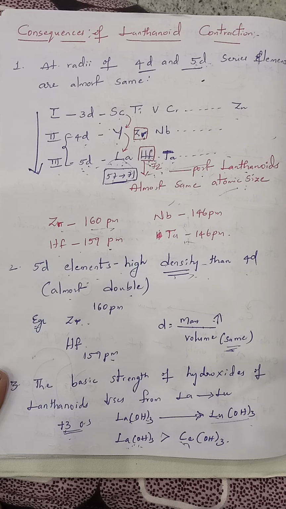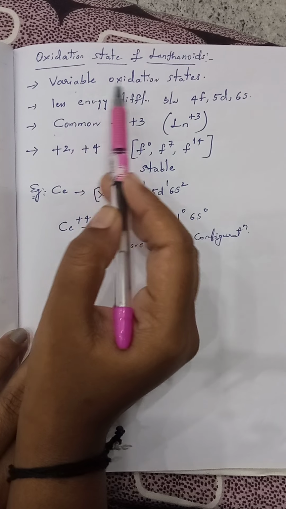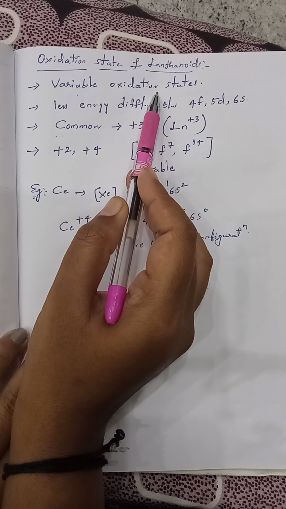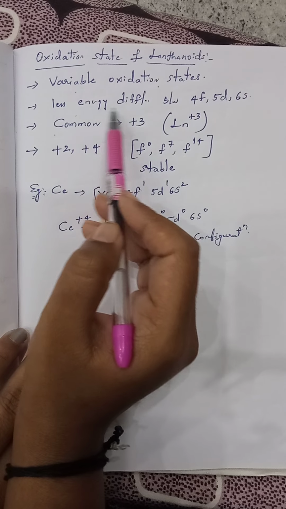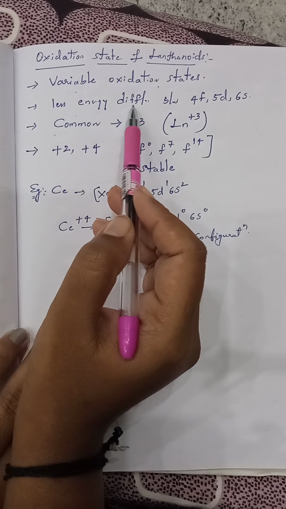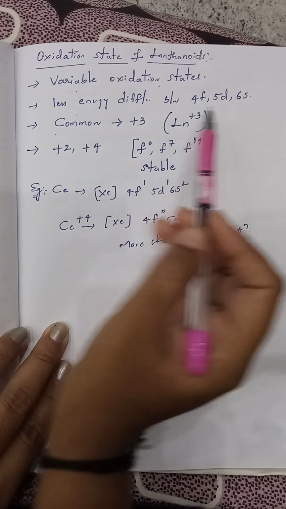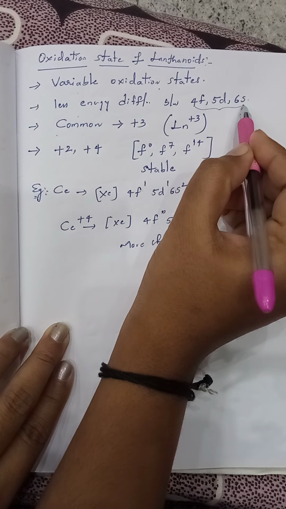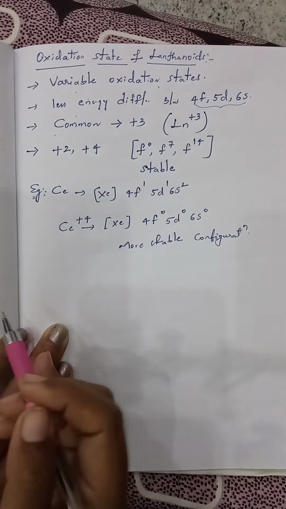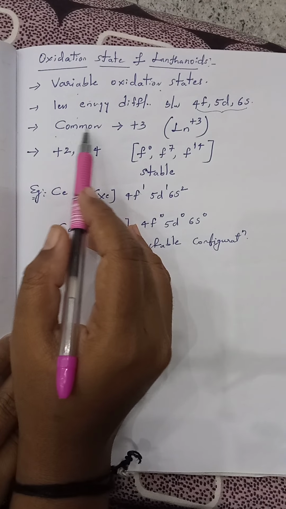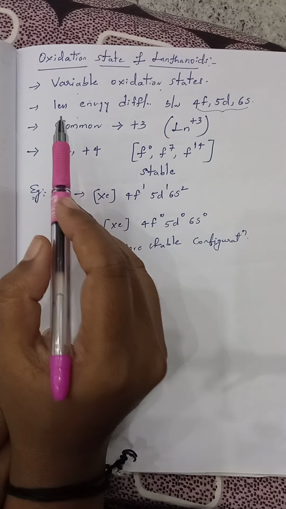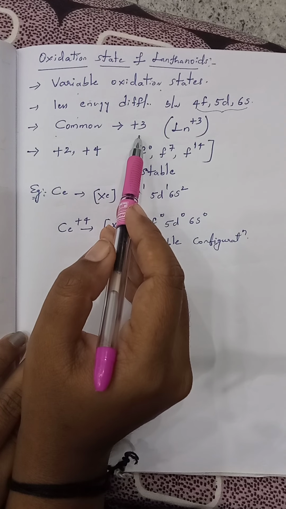Now the last property of lanthanides is about oxidation states of lanthanides. Like transition elements, lanthanides can also show variable oxidation states, that means different oxidation states. This is due to very little energy difference between the 4f, 5d and 6s orbitals. Because of this very small energy difference, they can show variable oxidation states. And the common oxidation state of lanthanides among all variable oxidation states is +3.